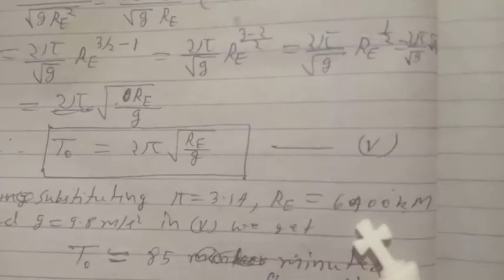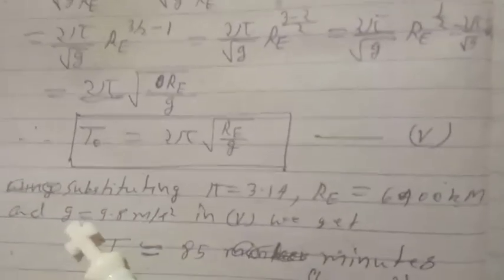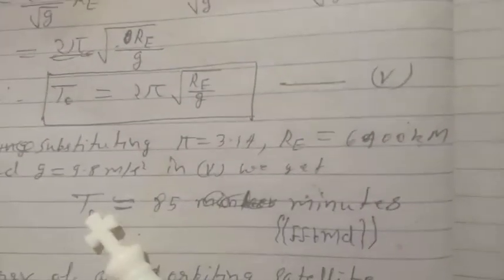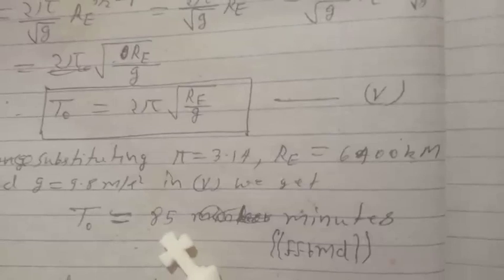Substituting pi equals 3.14, RE equals 6400 kilometer, and g equals 9.8 meter per second square in equation 5, we get T0 approximately equal to 85 minutes.